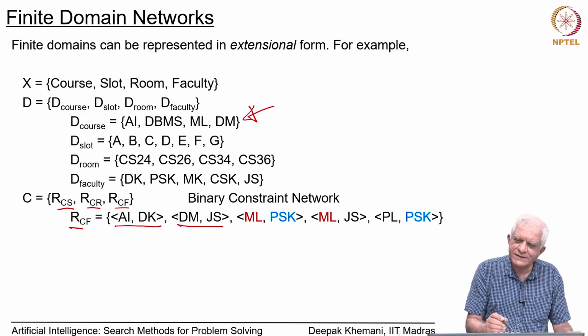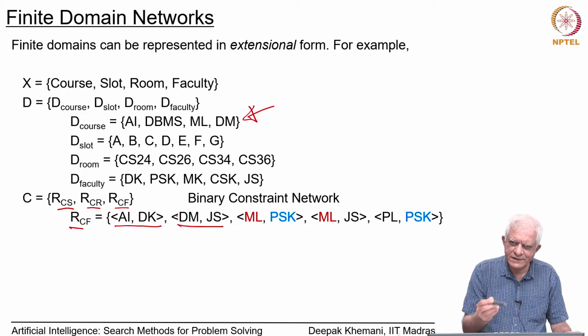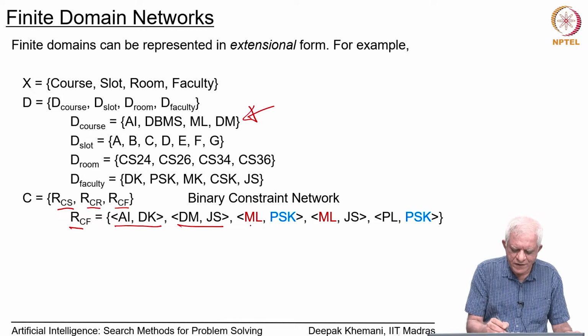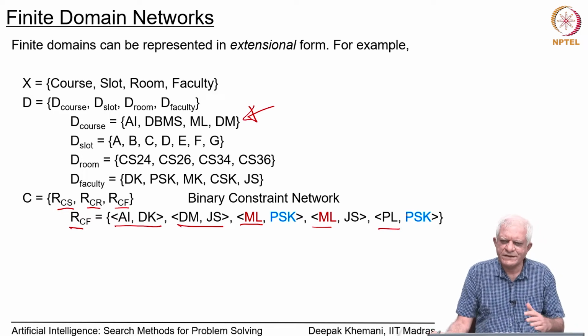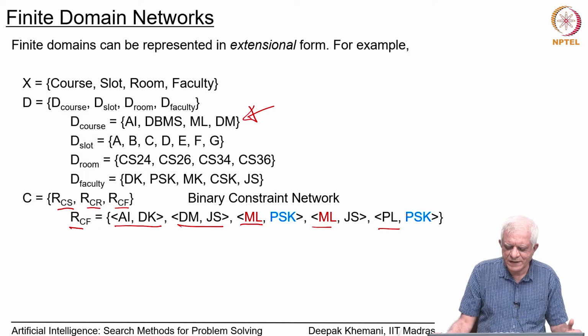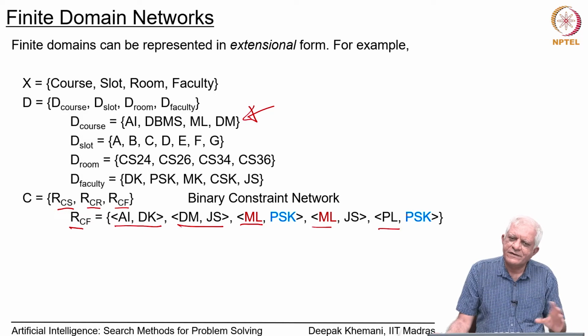You can see that this is just, in some sense, the sea of possibilities. So, for example, the course ML can be taught by 2 people here, one is PSK and one is JS. Likewise, PSK can teach ML, but can also teach programming languages. So, these are just the possibilities that can happen, and what we are saying here by a relation is that these are the allowed combinations essentially.